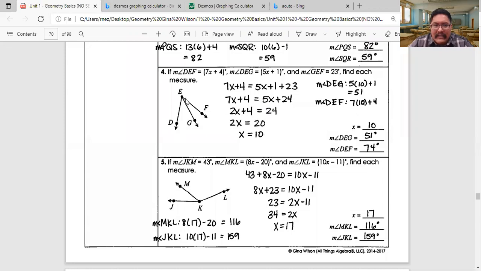So DEG, this one right here, we can go back to the expression 5x plus 1 and plug in 10, which it looks like they did right here. 5 times 10 plus 1, right? 5 times 10 is 50, and 50 plus 1 is 51. And then, what is this one? Okay, they're looking for DEF, right? Because the question's down here. So we plug that in, 7 times 10 plus 4, that would be 74.